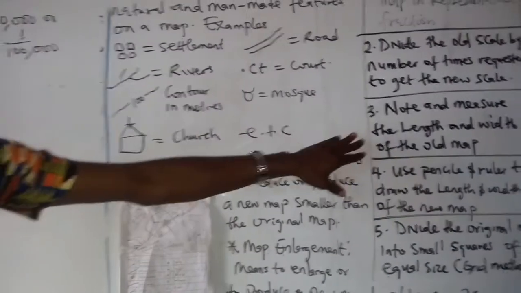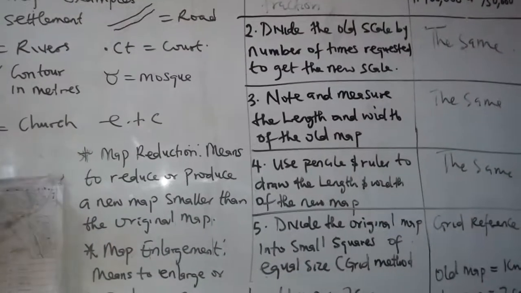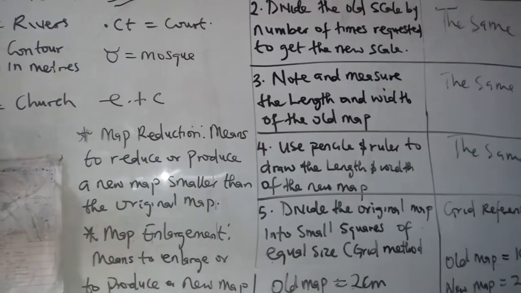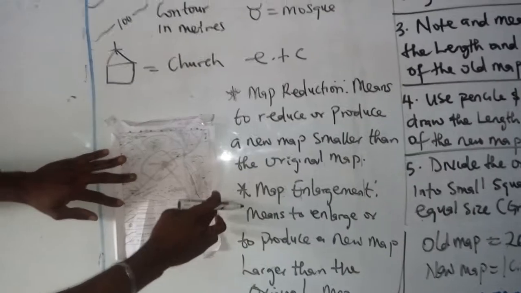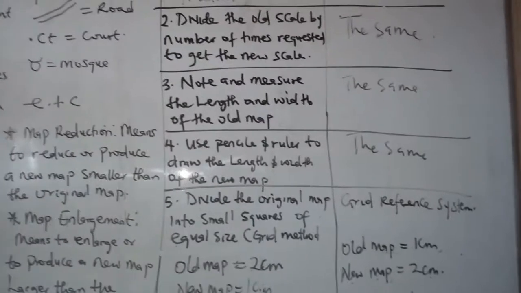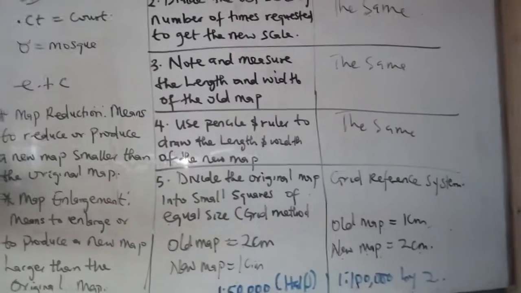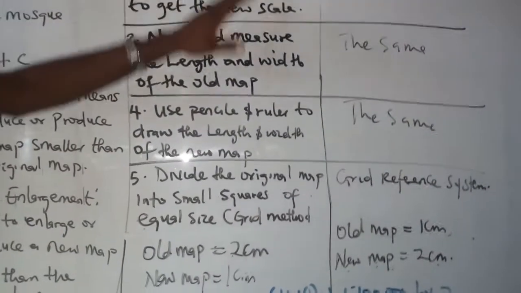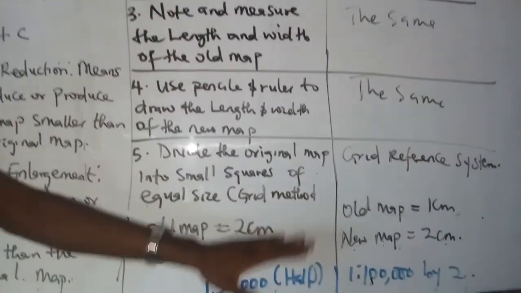Now step 3 is you take your ruler and measure the length and the width of this old map. You measure from here to here, from here to here. Now you multiply it by the number of times you are asked to do that. Now you use your pencil to draw the new length and the new width. But for the sake of time, all these things are the steps you are going to use, the guideline for map reduction and map enlargement.